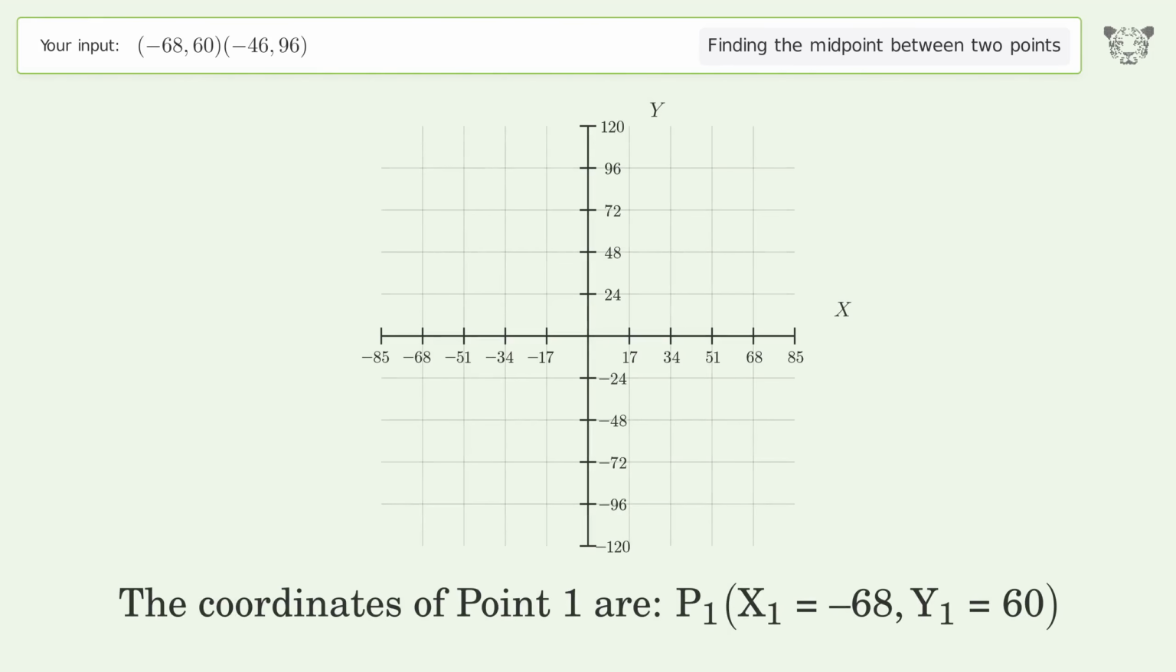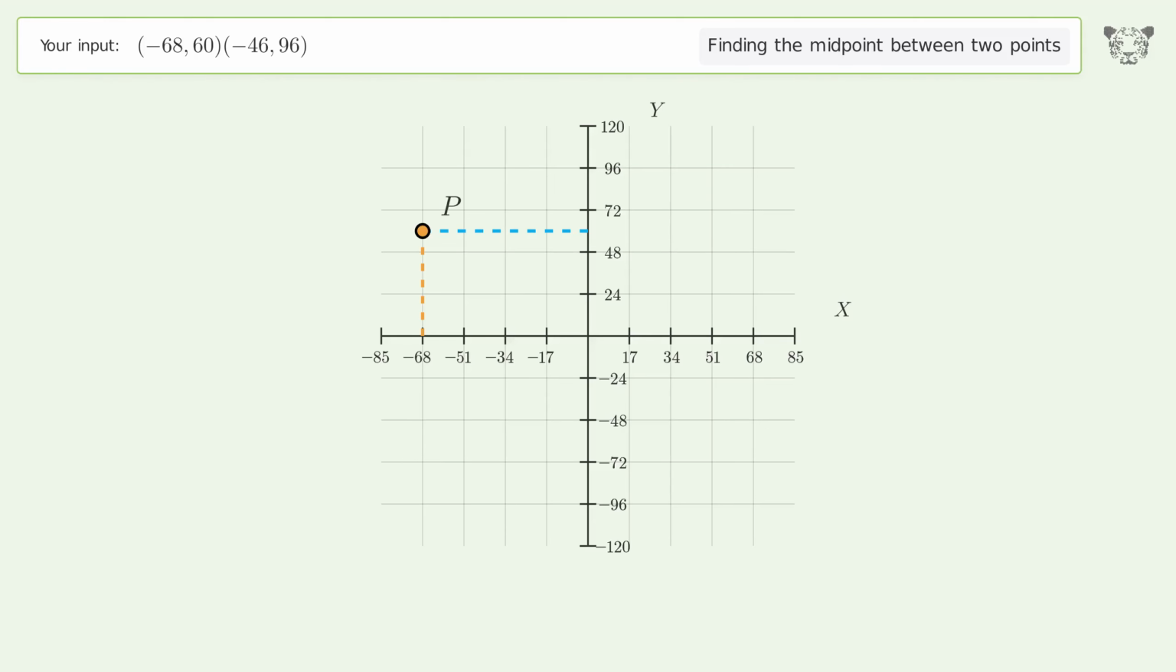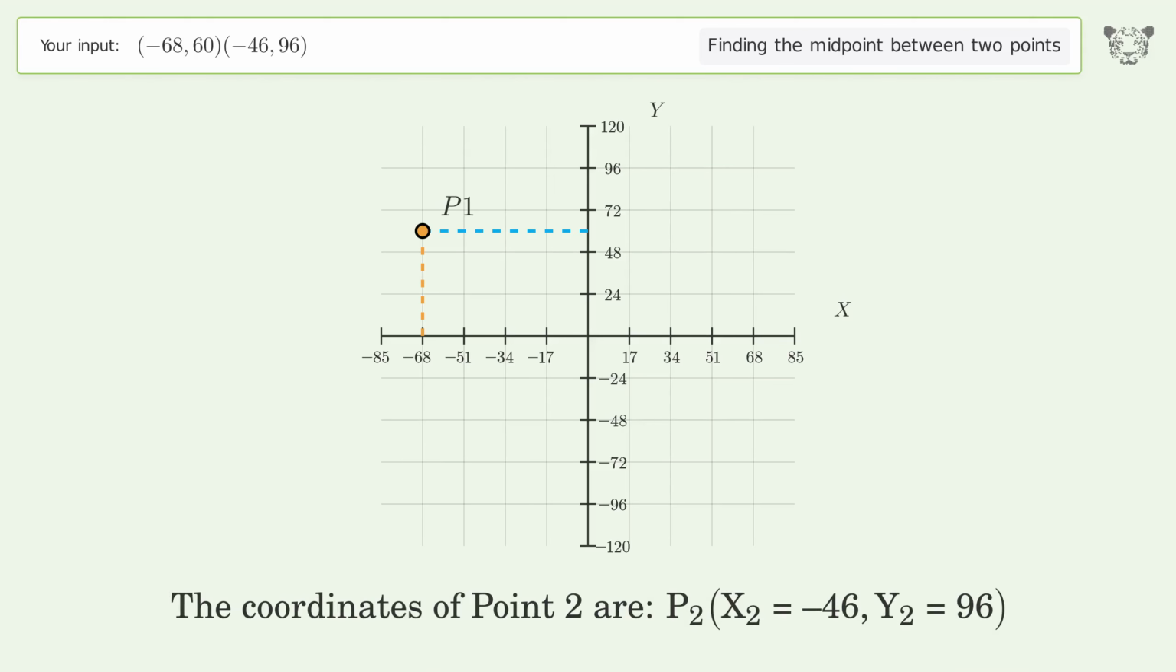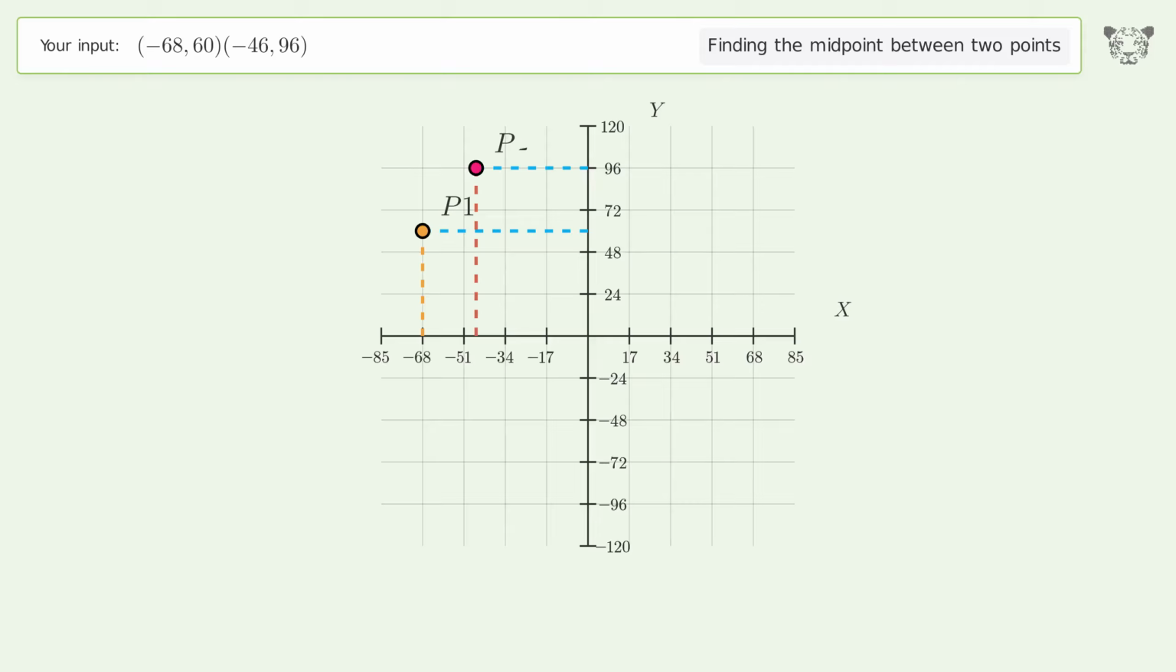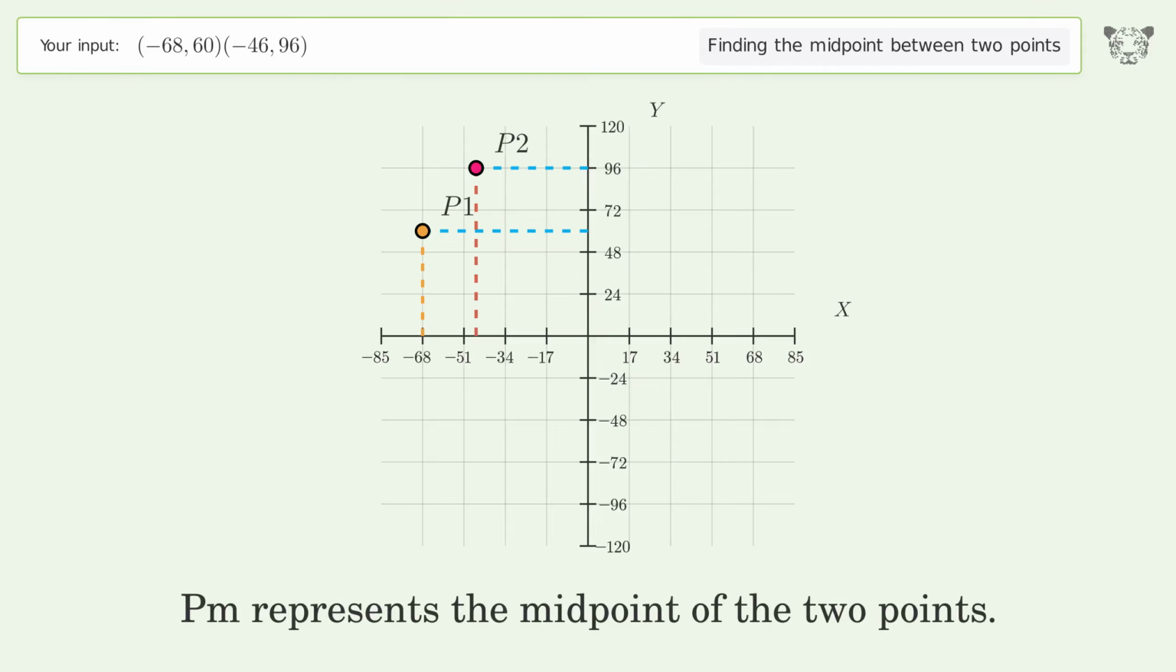The coordinates of point 1 are, x1 equals negative 68, y1 equals 60. The coordinates of point 2 are, x2 equals negative 46, y2 equals 96. PM represents the midpoint of the 2 points.